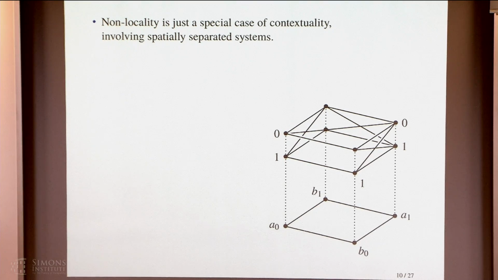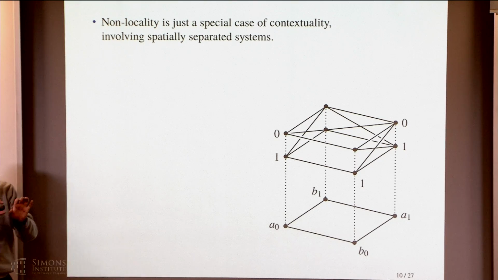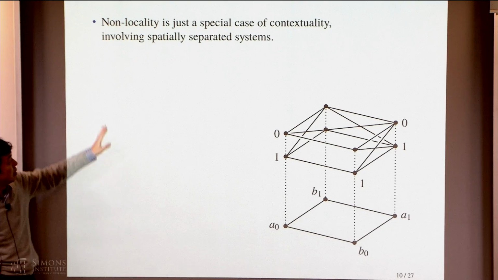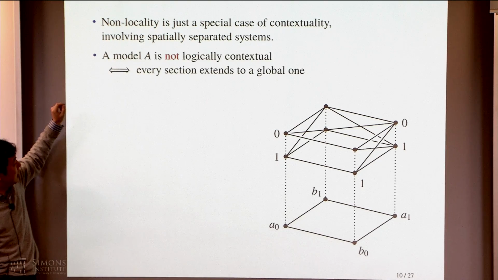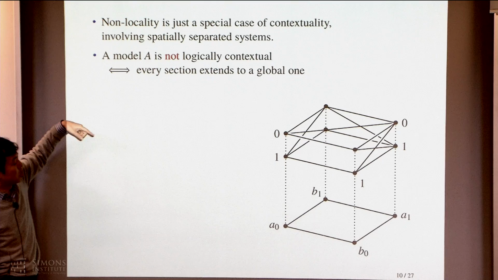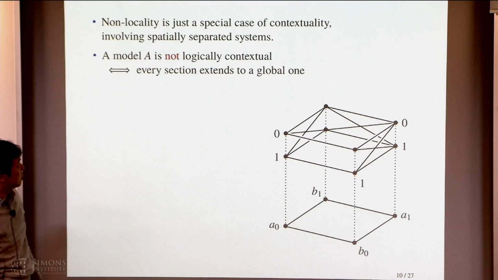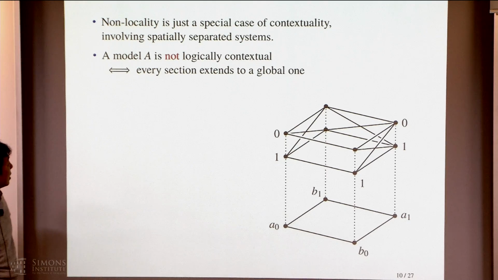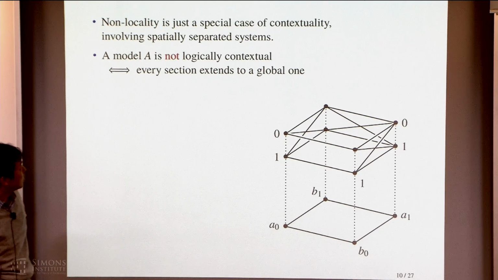So non-locality in this picture amounts to just a special case of contextuality, implemented by using spatially separated systems and composing them together. Hence, contextuality in that context would amount to non-locality. But there's also a probabilistic version of this, which Kohei is going to talk about, so I'm going to be quick about that.